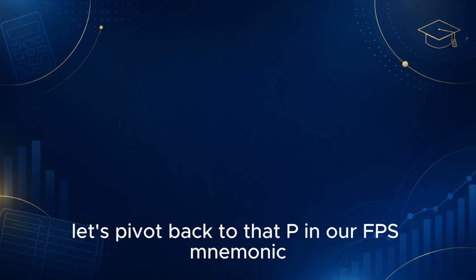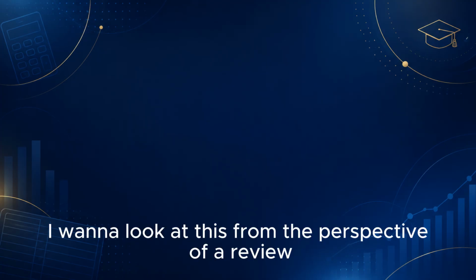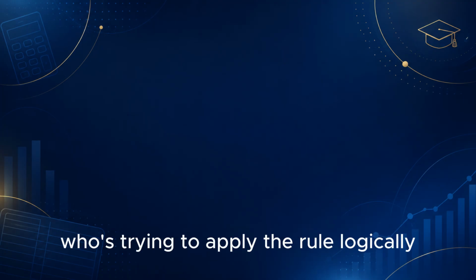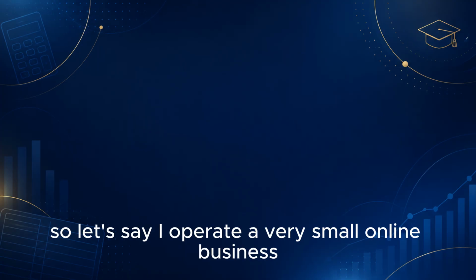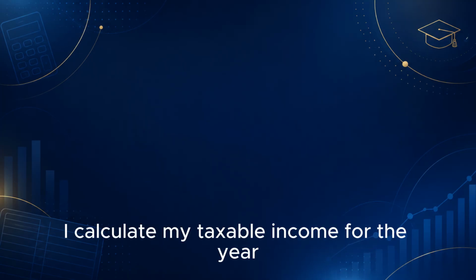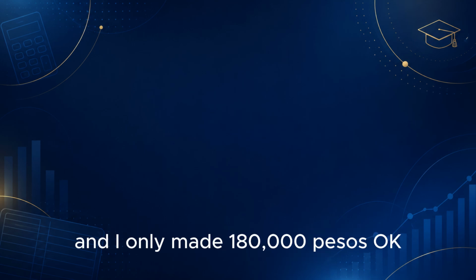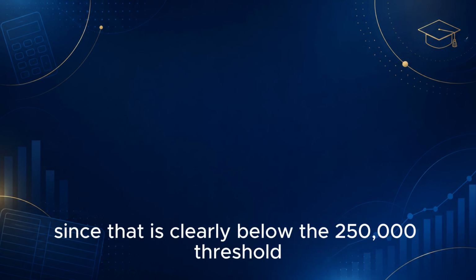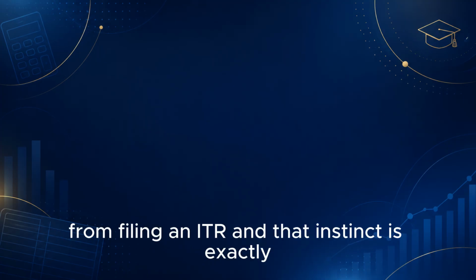Okay, let's pivot back to that P in our FMPS mnemonic, the 250,000 peso threshold. I want to look at this from the perspective of a reviewee who's trying to apply the rule logically during the exam. Okay, so then. Let's say I operate a very small online business, like I'm selling custom artwork, I calculate my taxable income for the year, taking my gross receipts minus my allowable deductions, and I only made 180,000 pesos. Okay. Since that is clearly below the 250,000 threshold, my instinct is that I'm totally exempt from filing an ITR.